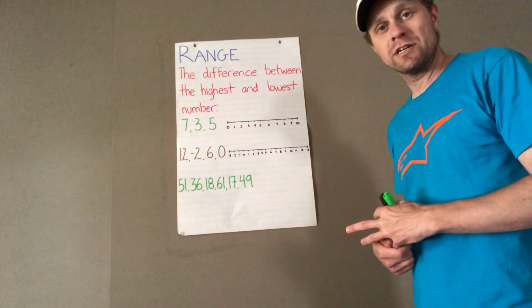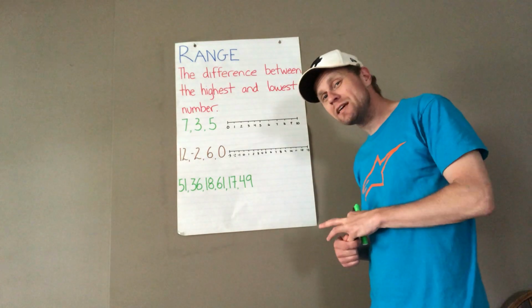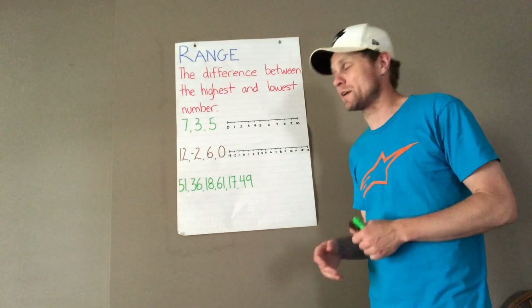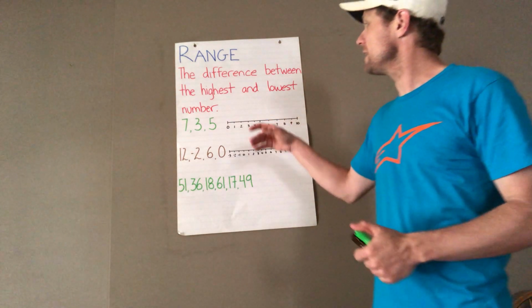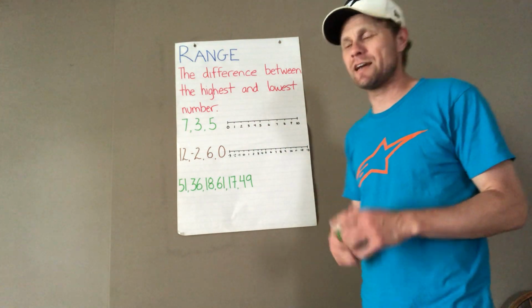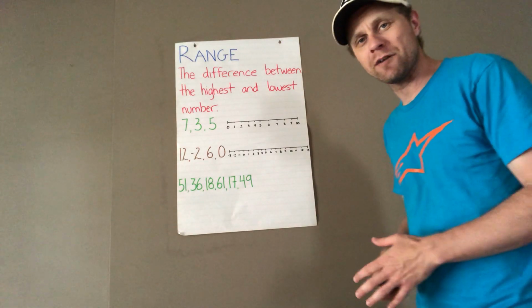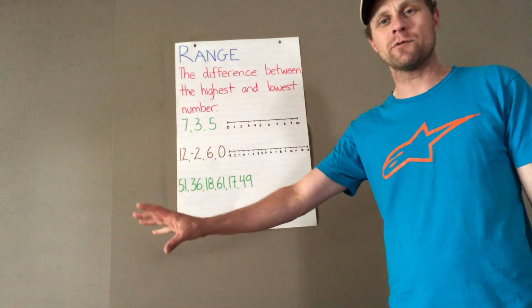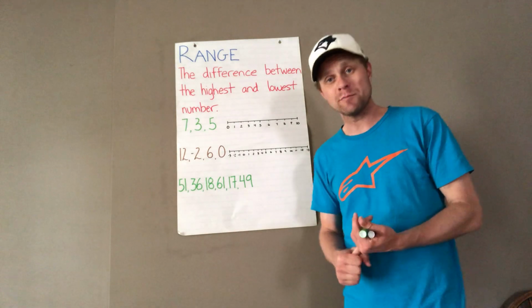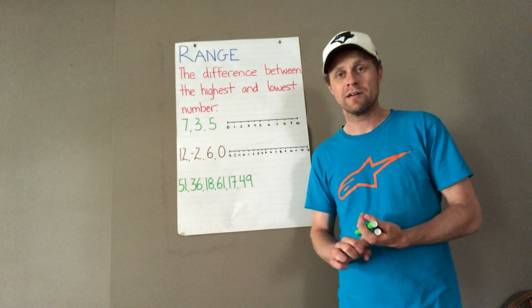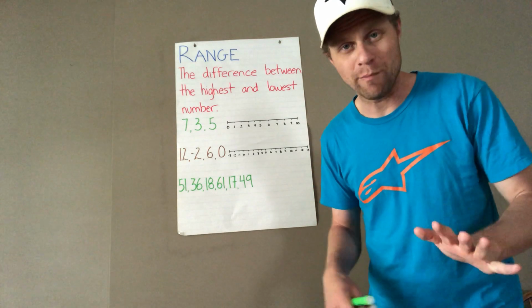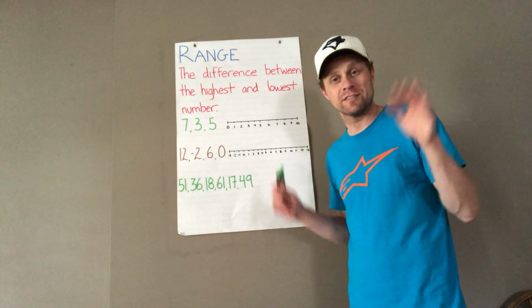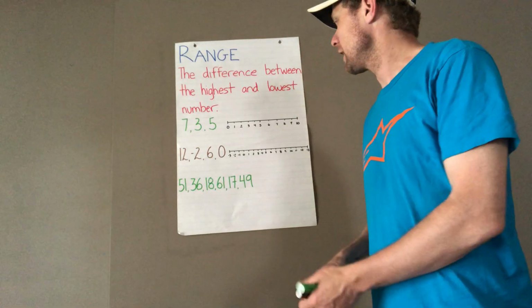Now the range is probably the simplest one. It's just finding the difference between the highest and lowest number in a group of numbers. So all we do is look at all the numbers that we're given and we find the highest number and the lowest number. The numbers in between don't matter. They're useless. Just leave them alone, okay?